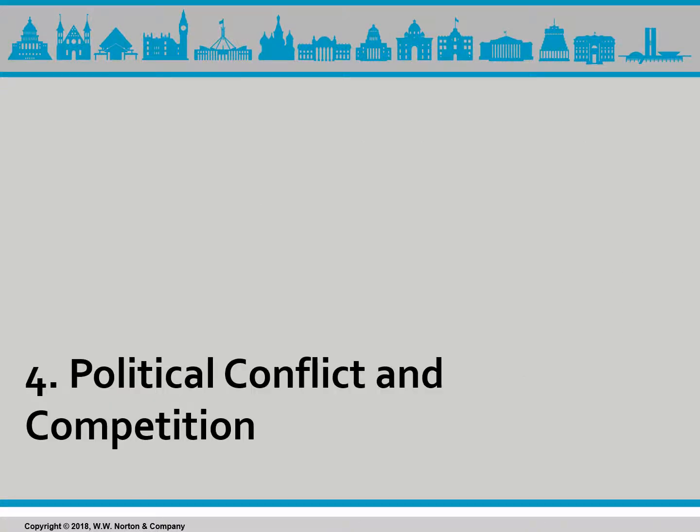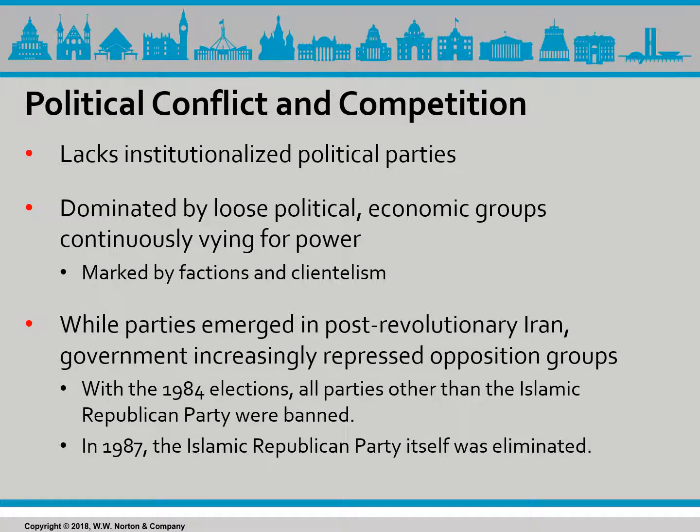Now, with this nation, we're going to have some political conflict and competition, which would stand to reason because they have conflicting ideas. You have the fundamentalists versus the reformists. Now, the issue for Iran is that it lacks institutionalized political parties. It's not like a two-party system like you'd find in the United Kingdom, which has several, but two major parties. You're not going to find the one major party like you would in China, and of course, how Russia has their couple of parties that run it.